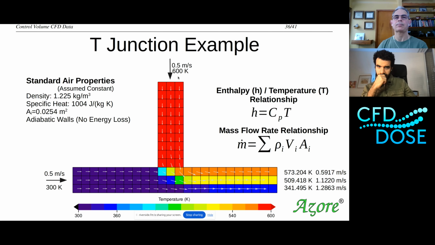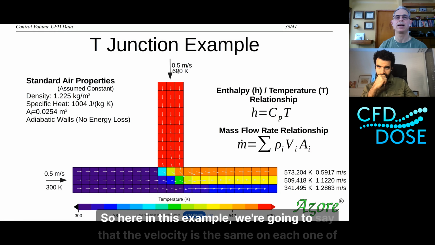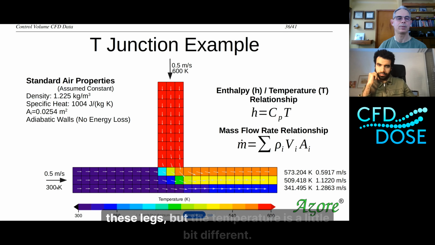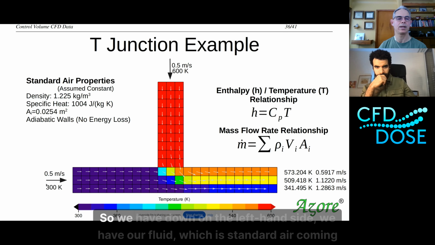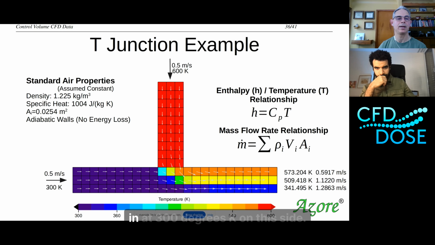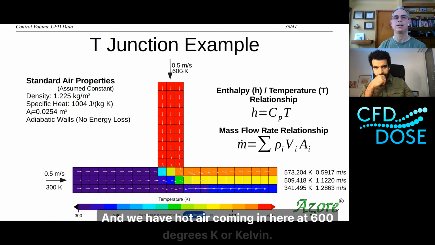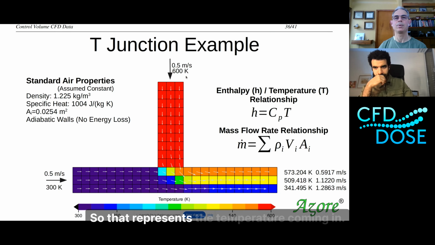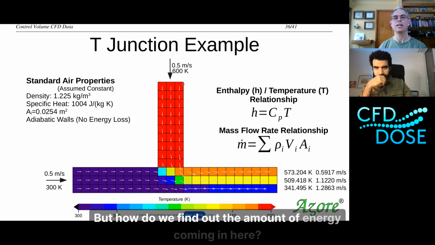So here in this example, we're going to say that the velocity is the same on each one of these legs, but the temperature is a little bit different. So down on the left-hand side, we have our fluid, which is standard air, coming in at 300 degrees K on this side. And we have hot air coming in here at 600 degrees K, or Kelvin. So that represents the temperature coming in. But how do we find out the amount of energy coming in here?